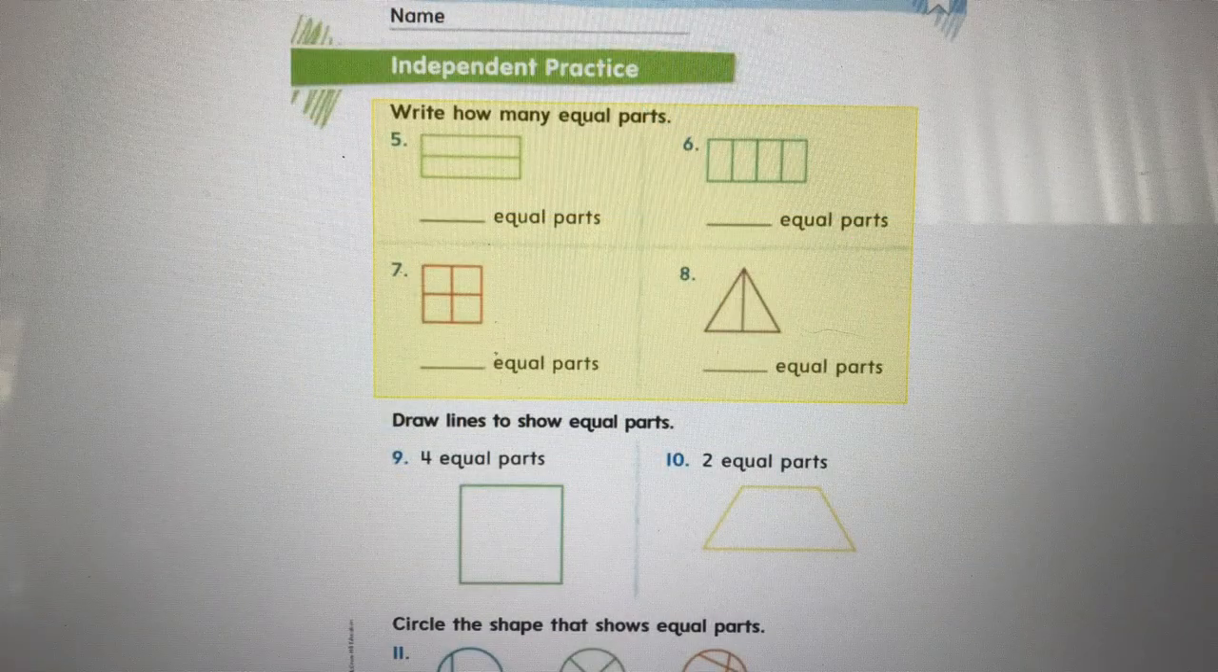Okay, it's time to practice by yourself. For problems 5, 6, 7, and 8, it wants you to write how many equal parts. Remember that strategy. You can write inside the small parts. Then count to see how many equal parts there are in all the shapes. Go ahead and do that now.